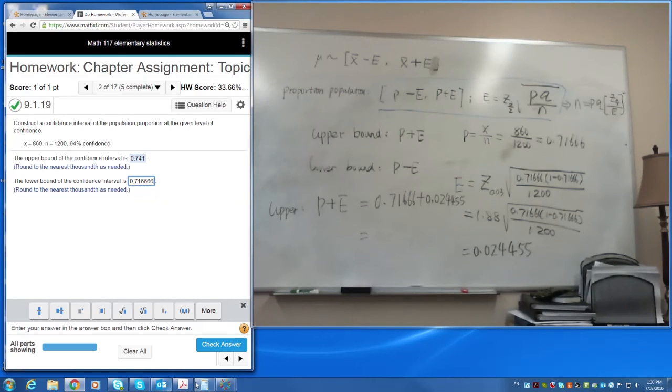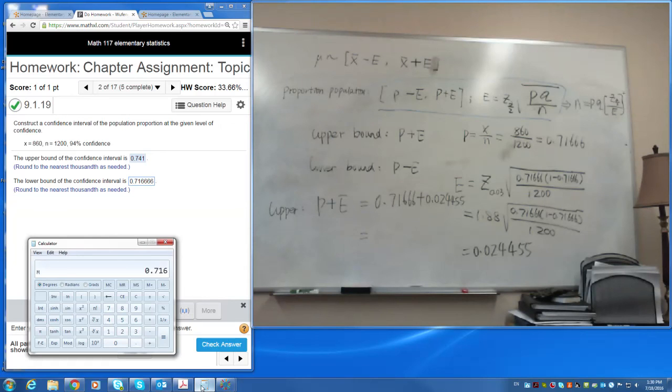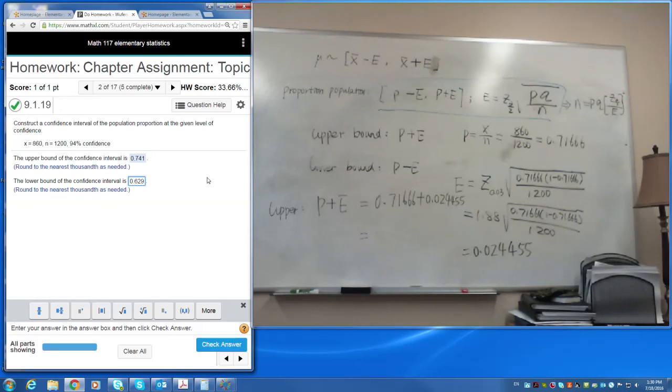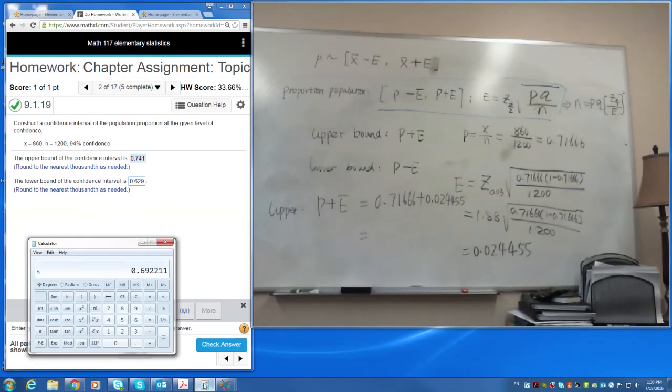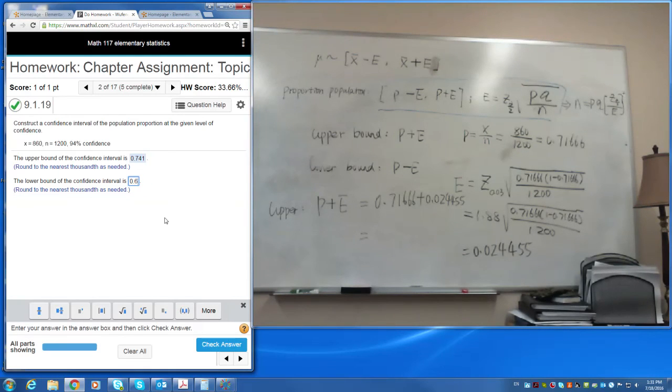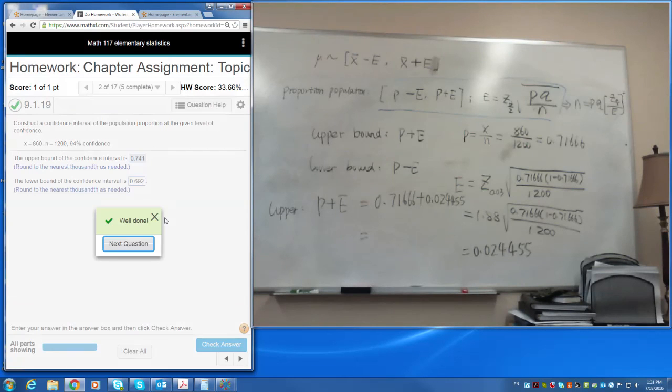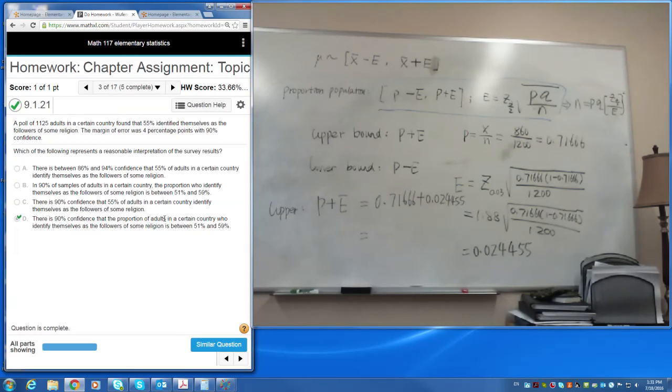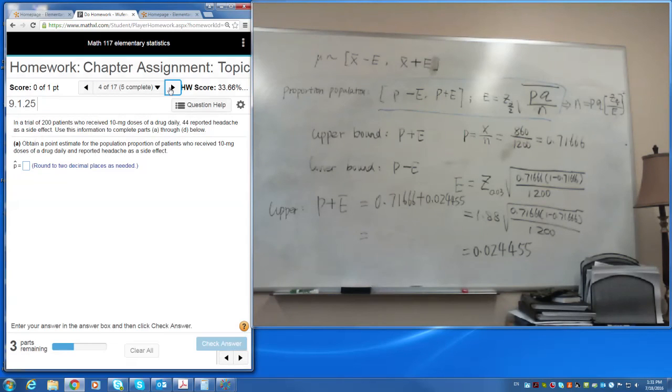Oh, my bad. 0.71666 minus 0.02445, 0.692. Oh, 0.692 or 0.629? 0.692. Okay, so that's how you find the lower boundary and upper boundary. Report this is the same thing as the previous one.